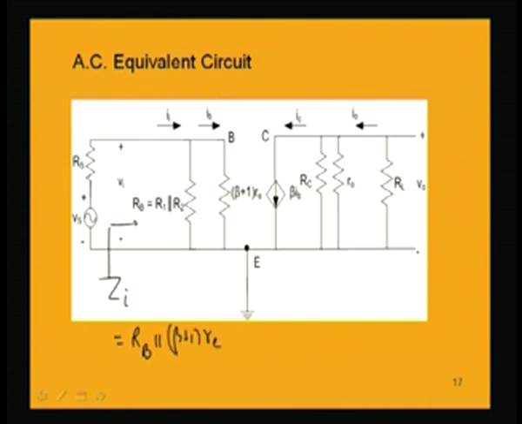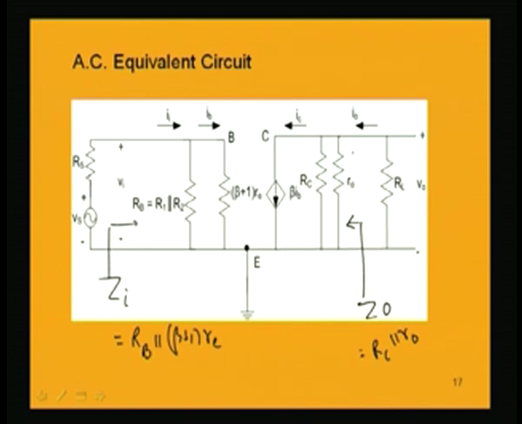Even if you follow the usual procedure of finding Vi and dividing it by Ii, which will give you Zi, you will finally get the same result. But I can intuitively see that this is nothing but the parallel combination of these two resistances at the input, so I can immediately write down this input impedance. Similarly, if I find the output impedance, looking from this load into the amplifier in the output circuit, it is the parallel combination of RC and R0. So, these two can be immediately found out.